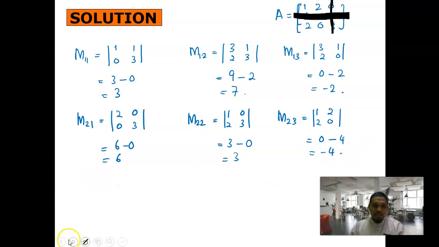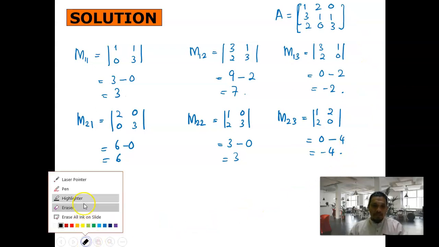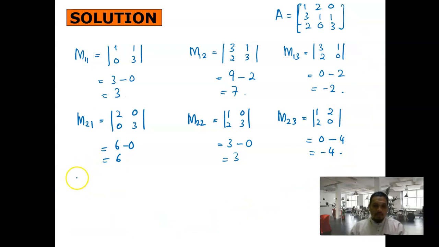Okay, so now let's clear all this. It's time for us to find the minors for the elements in row 3: 3,1, 3,2, and 3,3.